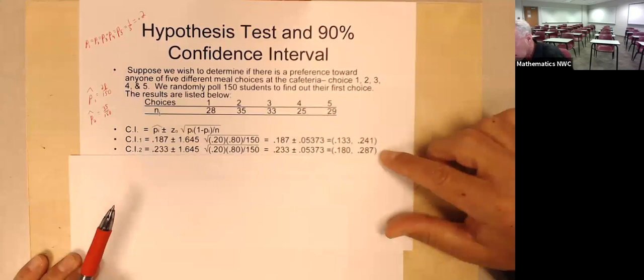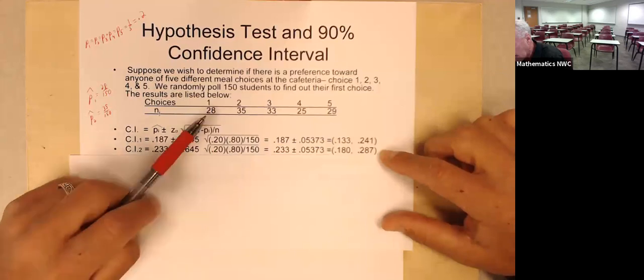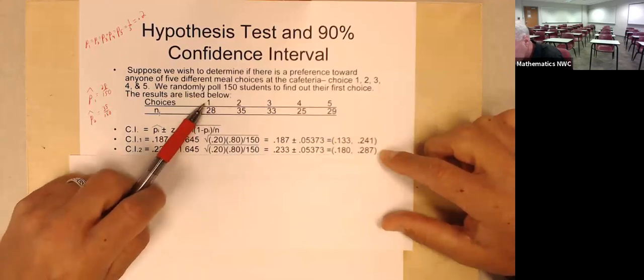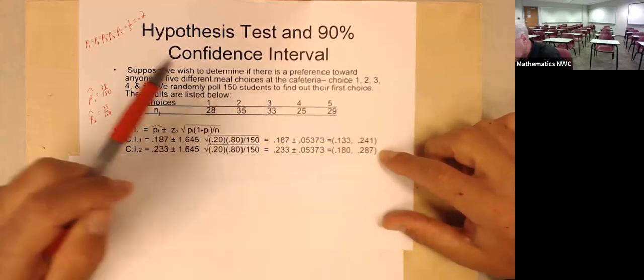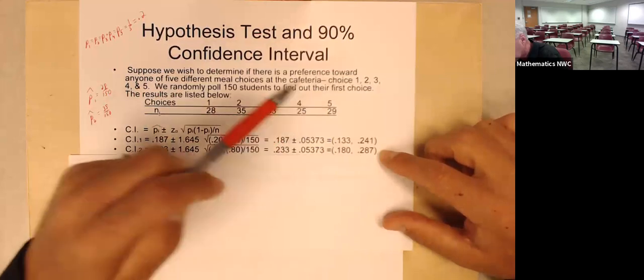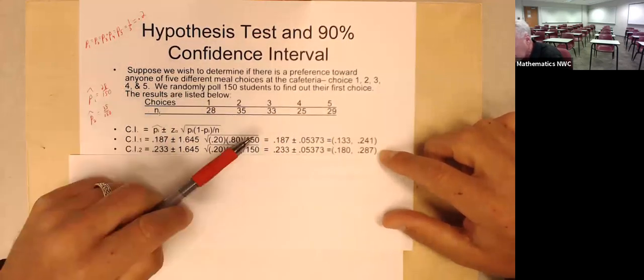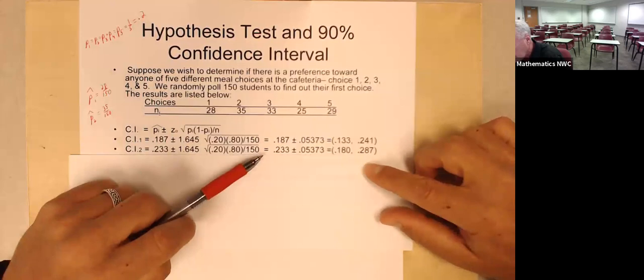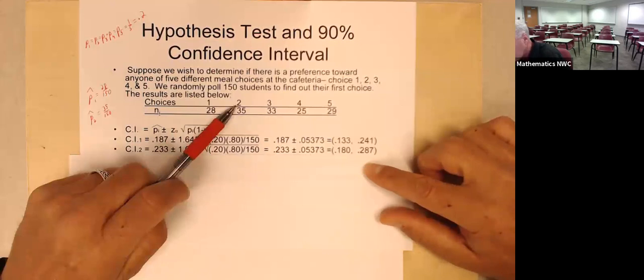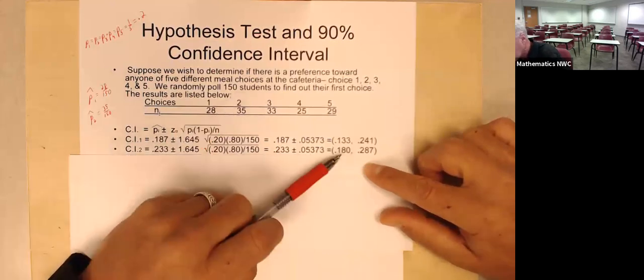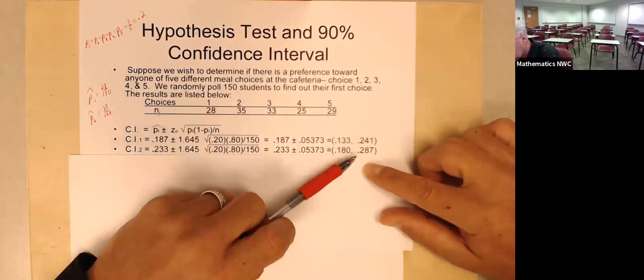It means I would be 90% sure that the true proportion of students that would choose number 1 as their favorite is somewhere between 13% and 24%. I would be 90% confident that the true proportion of all the students that voted for choice 2 as their favorite is somewhere between 18% and 28.7%.